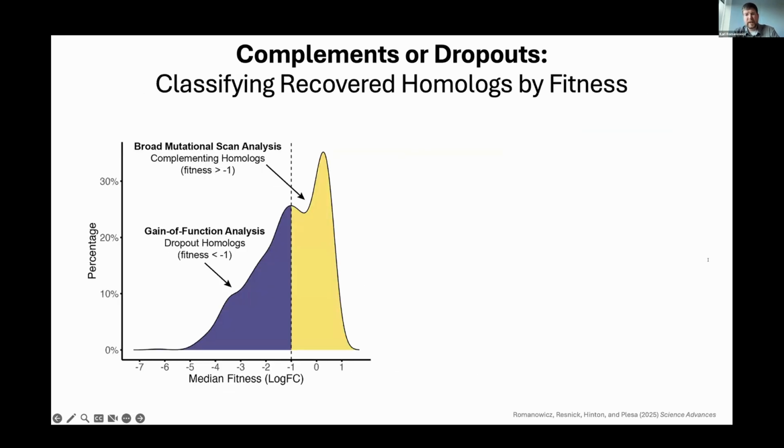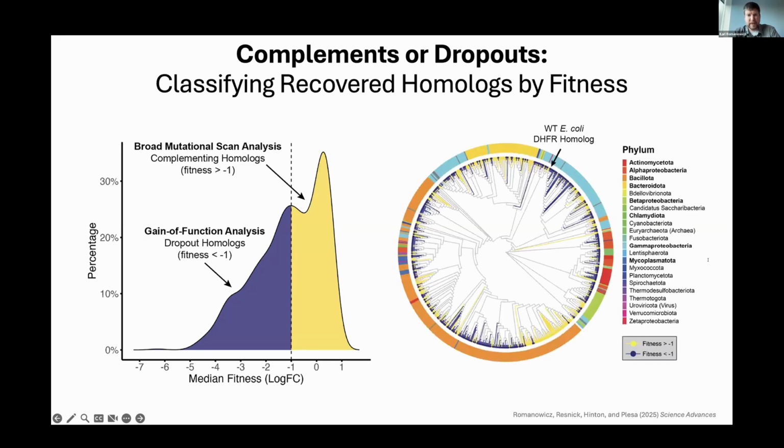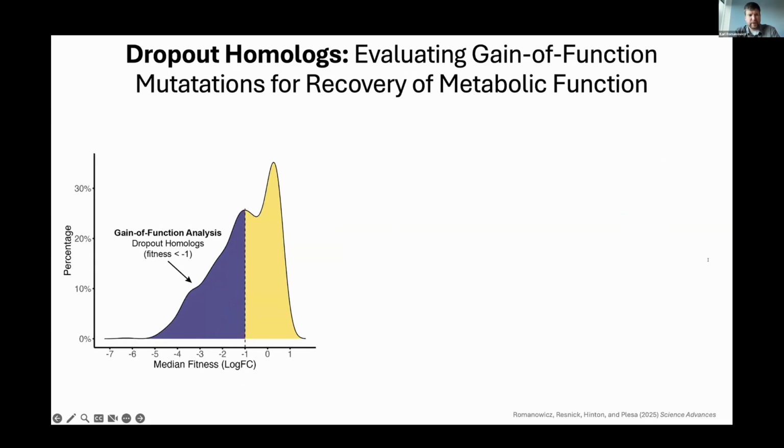And from this data, we classify our recovered homologs by their fitness response as either complementing homologs, where their fitness was greater than -1, or as dropout homologs with fitness less than -1. And from here, you can see that this sort of binary fitness cutoff is distributed across the phylogenetic range of our DHFR homologs. There's some clades consistently capable of complementation, and then others clearly not. And so I'll start first with the dropout homologs. We use these for evaluating the gain of function mutations for the recovery of metabolic function. And we're only focusing on single amino acid substitutions that were able to recover metabolic function from the data set.